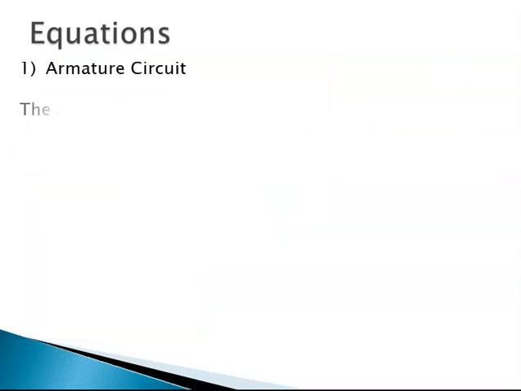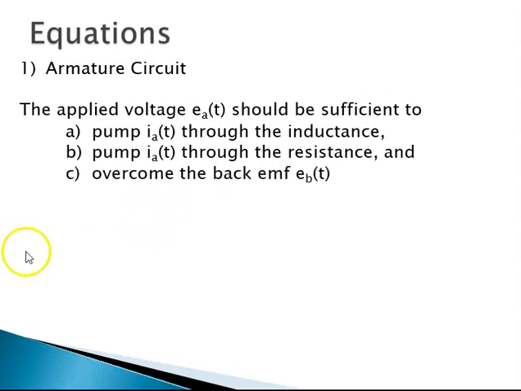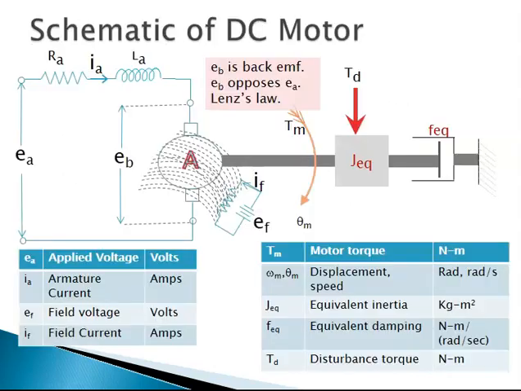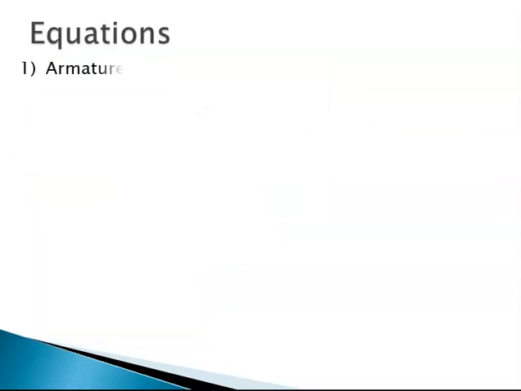Let us begin with the armature circuit. We see that the voltage applied Ea, go back and refer to the diagram, should be sufficient to pump the current through the inductance and then pump it through the resistance and then overcome the back EMF. That we can see here. This Ea should be sufficient to pump it through Ra, pump the same current through La, and then overcome this Eb. It would be helpful if you draw this diagram on a piece of paper, keep it in front, and then watch the video. Okay.